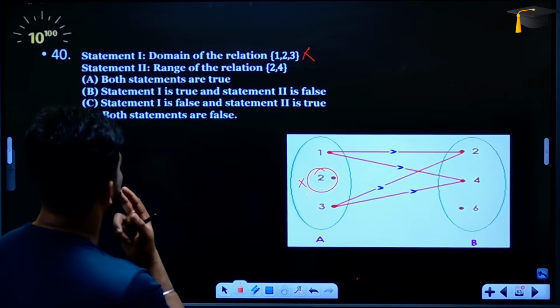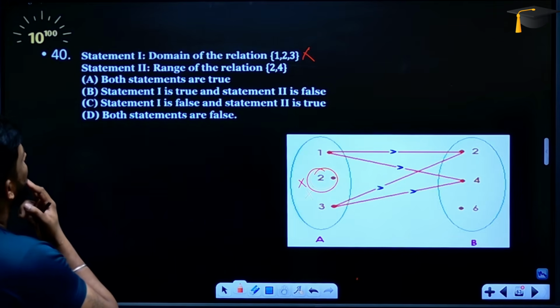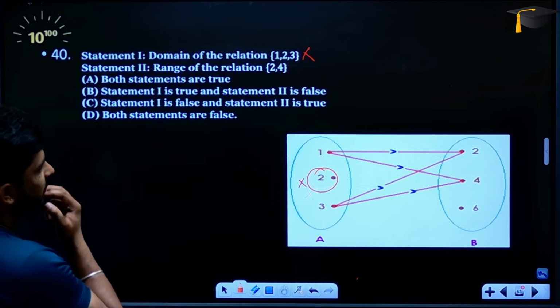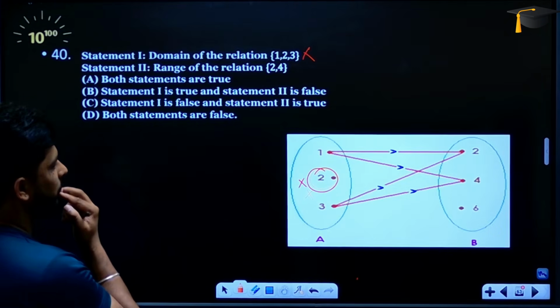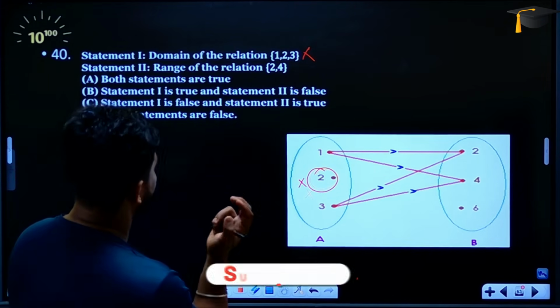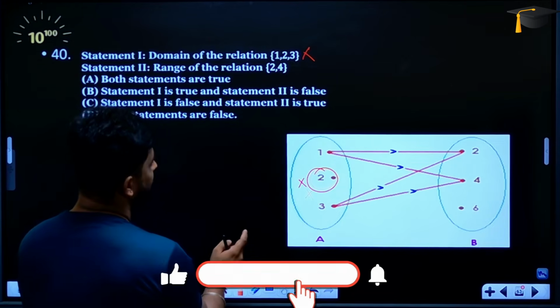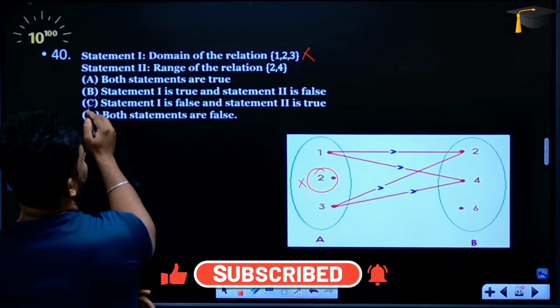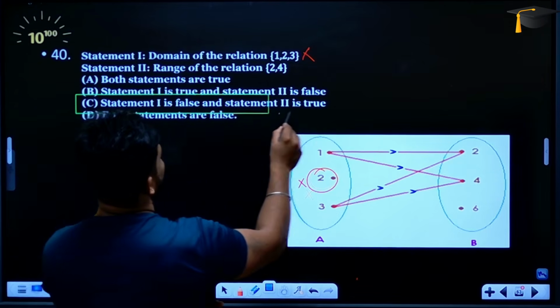It's actually a relation. Sorry, it's a relation. Domain of the relation is 1, 2, 3. Range of the relation is 2, 4. It's actually correct. So we can go with statement 1 is false and statement 2 is correct. So option C is the right answer.